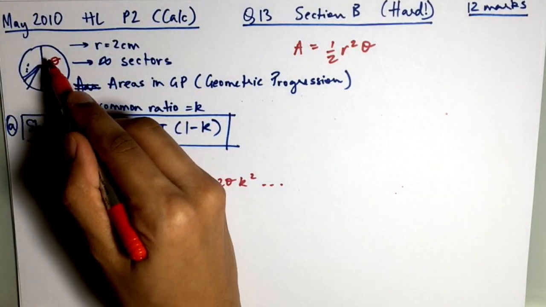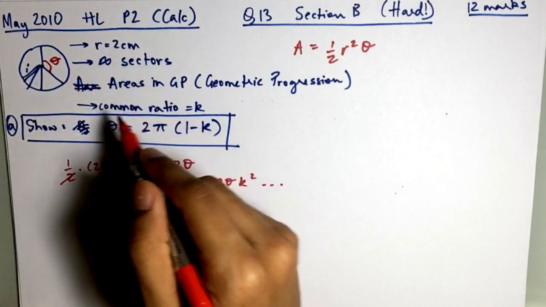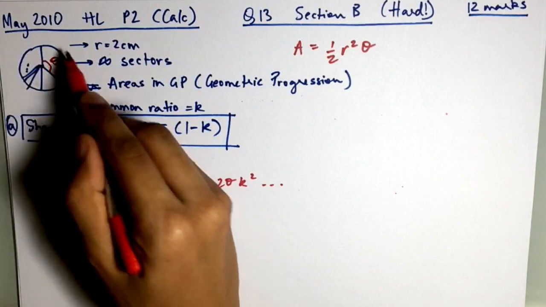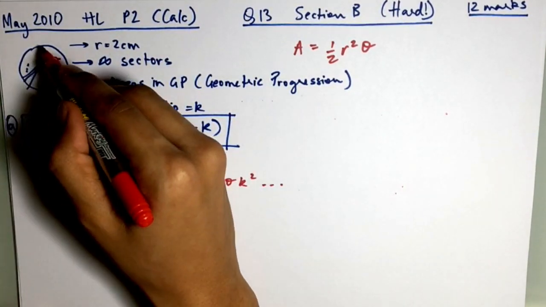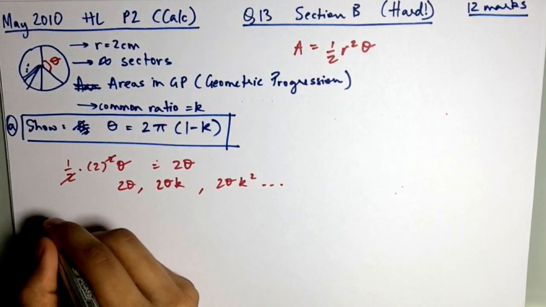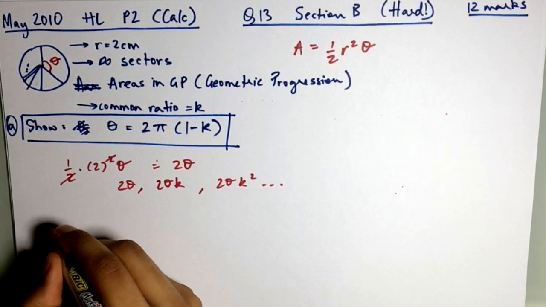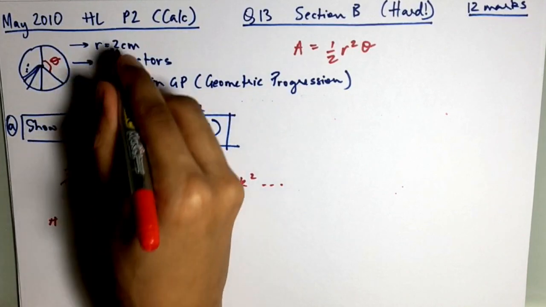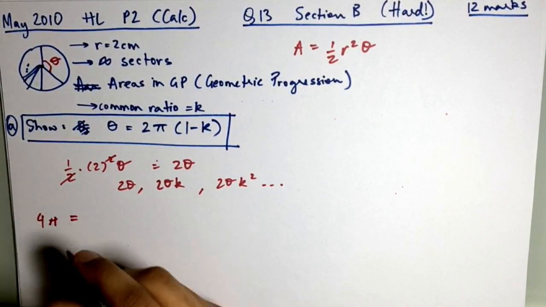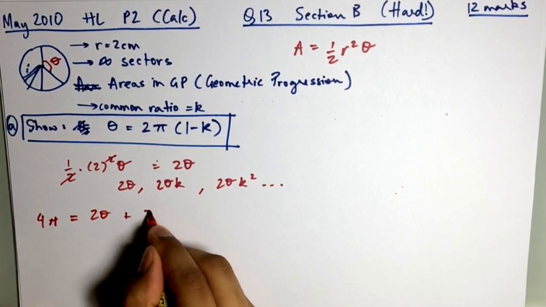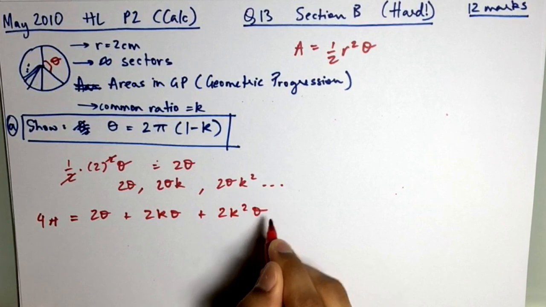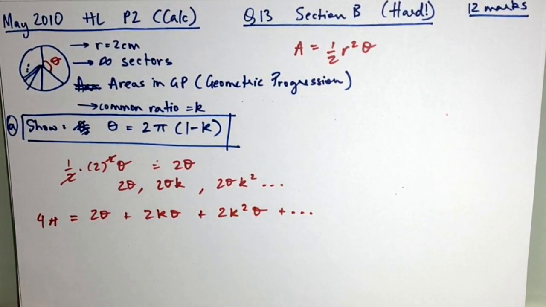So we know that although there are an infinite number of sectors, the sum of the areas must be finite because the area of a circle is finite. So the area of the circle would be pi r squared. So pi times 2 squared, and 2 squared is 4. So 4 pi equals 2 theta plus 2k theta plus 2k squared theta plus so on.